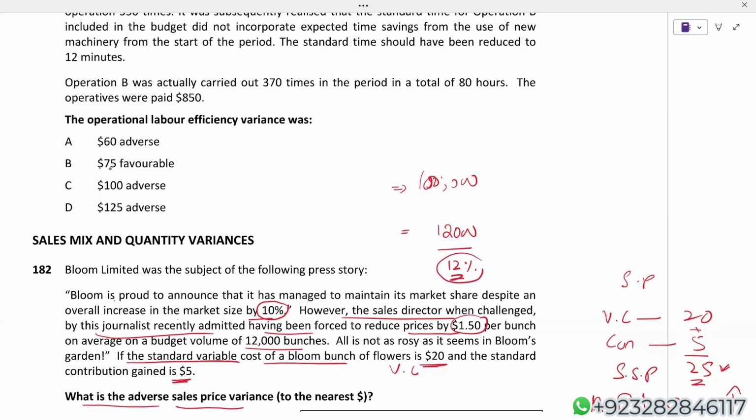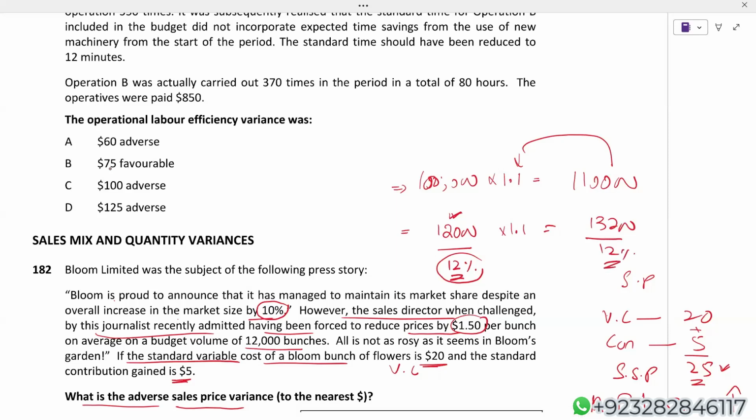Now, let's assume that market size increases by 10%. So 1 lakh into 1.1 becomes 1 lakh 10,000. So we can see that market size has increased by 10,000. Question says even though the market size has increased, we have still maintained the market share. It means earlier we budgeted that we will be selling 12,000 units, but actually we sold 13,200 units. If you take 13,200 divided by 1 lakh 10,000, it will give you 12%.